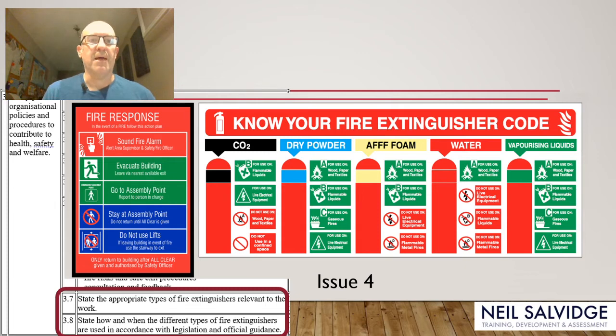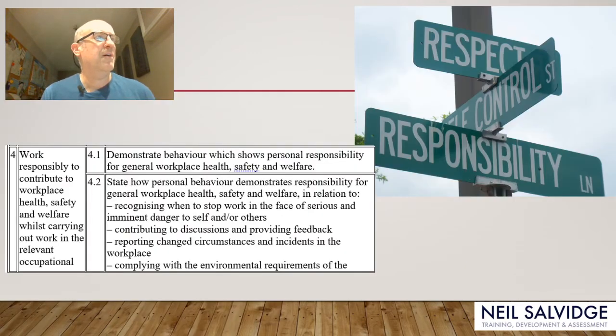So if you need to recap that, drop back into issue 4. We've got the line of evidence there. So number 4 was demonstrating good behaviour.